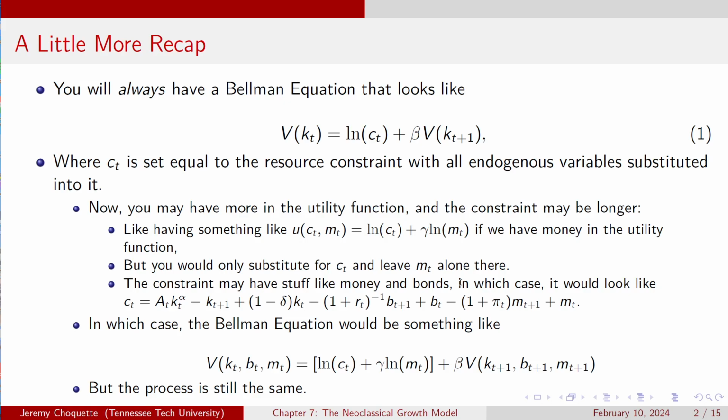Now, in this case, the Bellman equation would be V of k_t, b_t, and m_t, because you've got 3 arguments in there instead of just 1. And that's equal to the natural log of consumption plus gamma times the natural log of m_t plus beta times V of k_{t+1}, b_{t+1}, and m_{t+1}. So you take 2 more derivatives for your first order conditions, and then you take 2 additional derivatives in order to get the partial of V of k_{t+1}, b_{t+1}, m_{t+1}, all that stuff, right? So you have 6 derivatives total here as opposed to 2 derivatives in equation 1, but the process is still the same for each derivative.